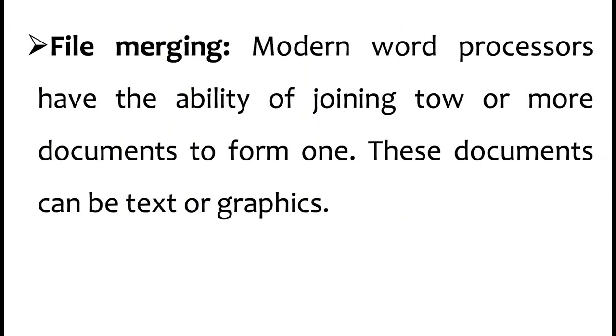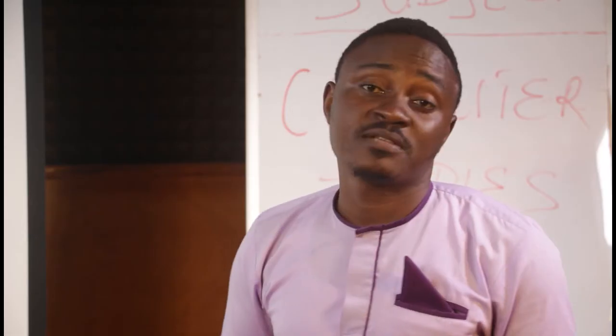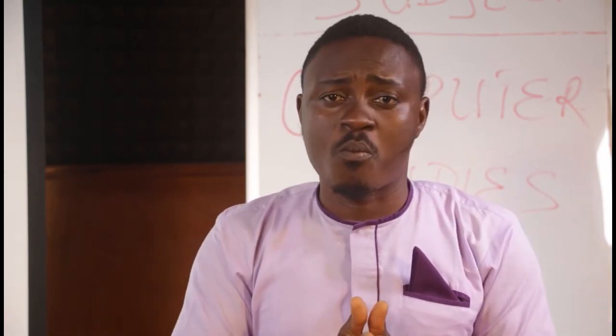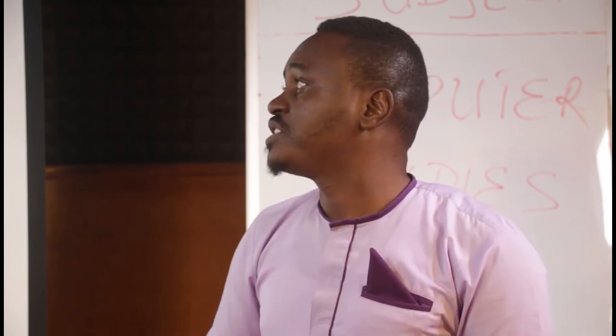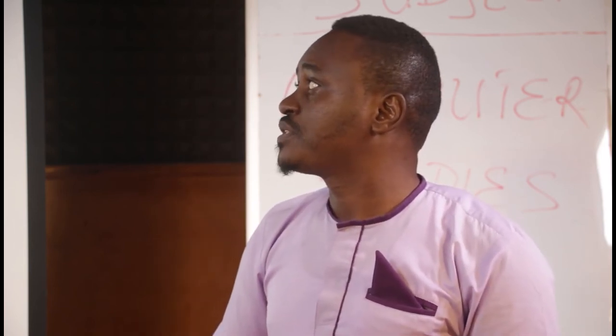Then we have file merging. File merging is where a modern word processor has the ability to join two or more documents to form one. These documents can be text or graphics, just from the word merge. Merge is to bring two different entities and put them together to form one. That is the file merging feature of the word processor.